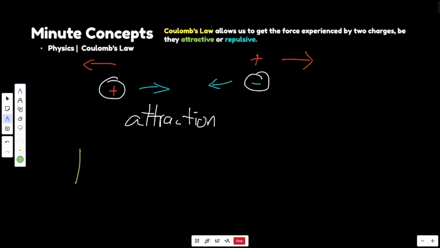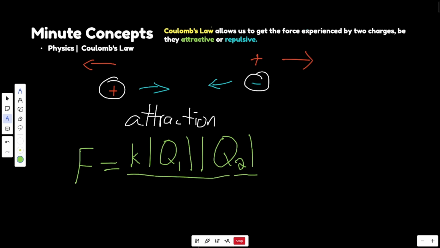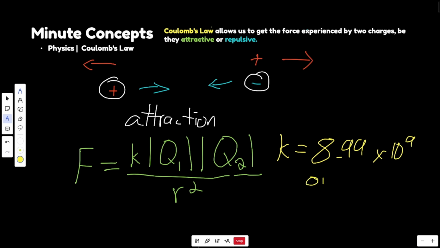The force experienced by two charges is equal to Coulomb's constant times the absolute value of the magnitude of the first charge times the absolute value of the magnitude of the second charge over their distance squared. And again, Coulomb's constant, I hope you guys can remember this, is equal to 8.99 times 10 to the power of 9, or 9.0 times 10 to the power of 9. And its unit is Newton meter squared per Coulomb squared.